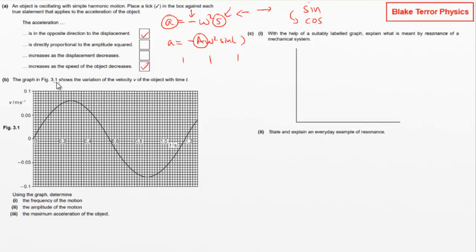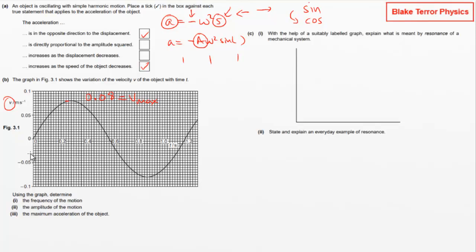Right, so now we've got a graph showing velocity again. They like doing this just to make things a little bit more difficult. Let's see what we're going to get off of this graph without even looking at what the question is. We've got a V max here, which looks as though it's going to be about 0.08, so 0.08 meters per second. That's our V max.